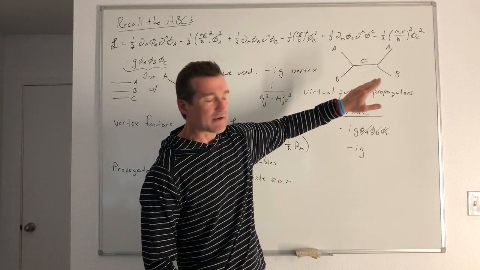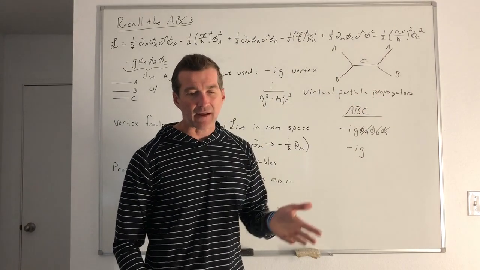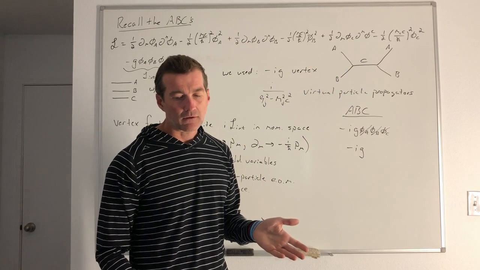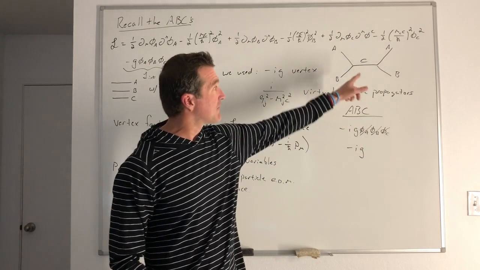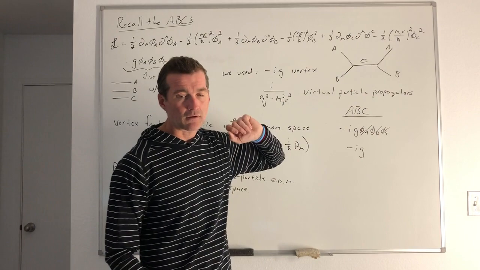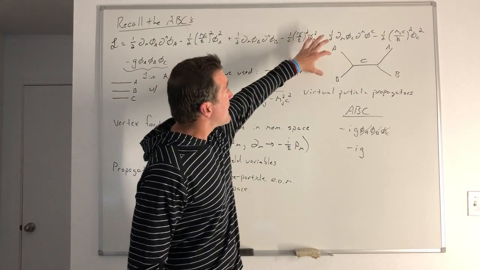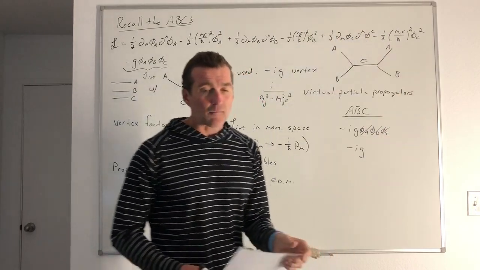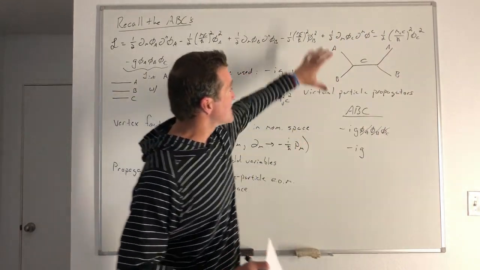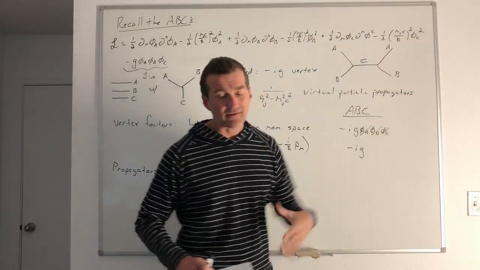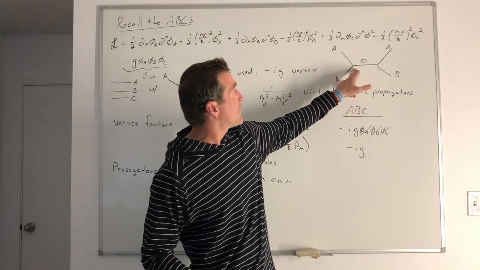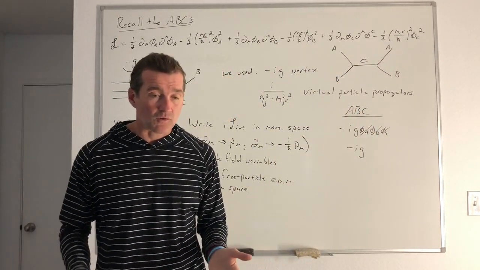So in this case, how many virtual particles are in this diagram? Anybody can answer it. How many virtual particles are in this diagram? One. It's the particle C. The external legs of a diagram are always the real particles. These are the ones that we send in, and these are the ones that we detect coming out. Anything which begins and ends on a vertex is a virtual particle.